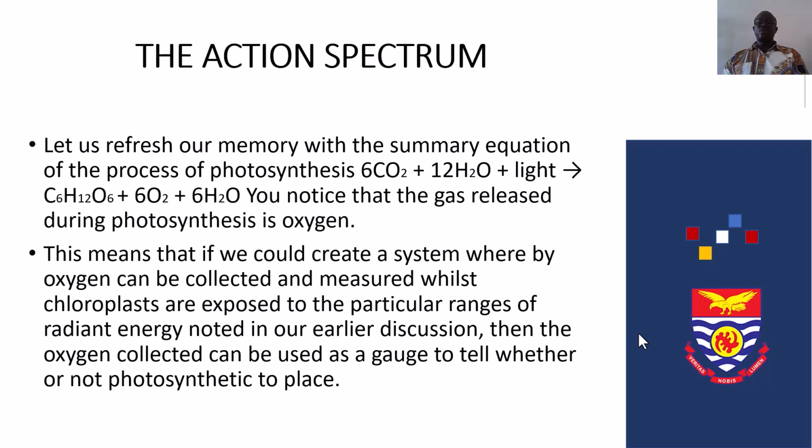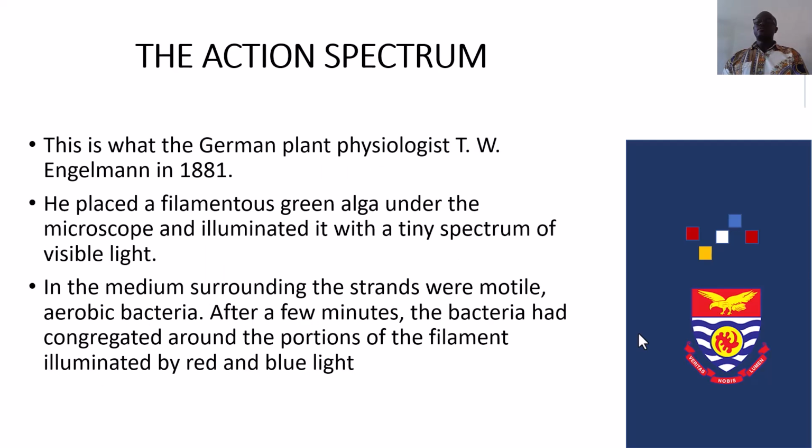This means that if we could create a system whereby oxygen can be collected and measured, whilst chloroplasts are exposed to the particular ranges of radiant energy noted in our earlier discussion, then the oxygen collected can be used as a gauge to tell whether or not photosynthesis does take place. This is what the German physiologist T.W. Engelmann did in 1881. He placed a filamentous green alga under the microscope and illuminated it with a tiny spectrum of visible light. In the medium surrounding the strands were motile aerobic bacteria.